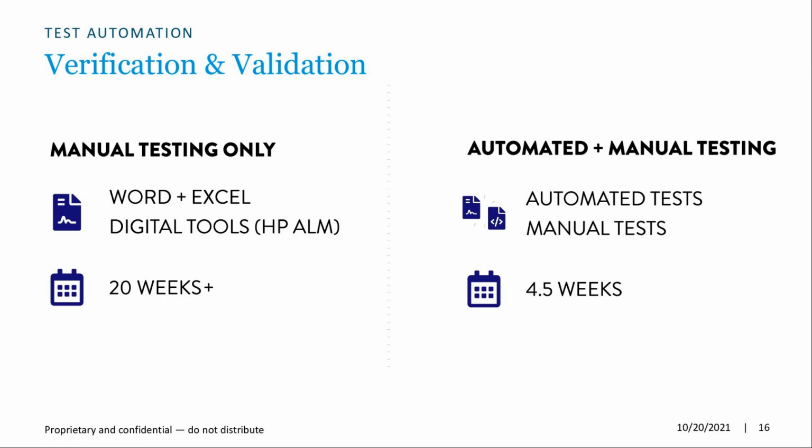We converted about 98%, I believe is the number, of our testing activity to an automated testing framework for one of those upcoming QM releases that we did after a manual testing release. And we went from 20 weeks down to 4.5 weeks. And that's for the exact same steps. We still ran our test cases. If we found issues, we still reported them to our development team. The development team still fixed them.